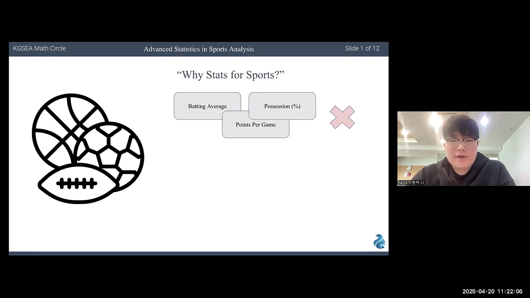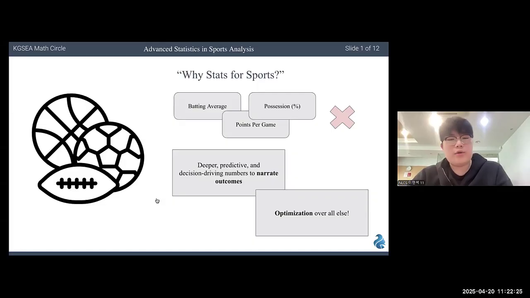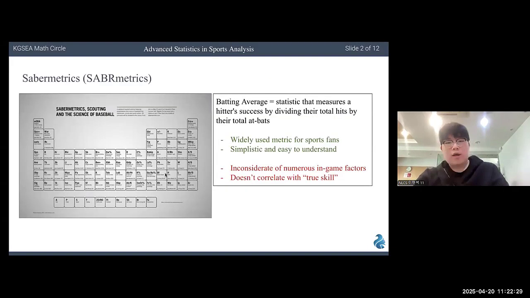So, finding a need for accuracy, there's been a constant longing for deeper, predictive, and decision-driving numbers to narrate outcomes. Moreover, as the sports market worldwide is dictated by massive amounts of earnings and cash, optimization has heavily been valued by executives and players throughout. So essentially, that thought process is pretty much the story of how the first seriously considered case of deep statistical analysis in sports came to be.